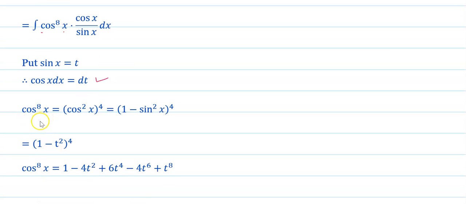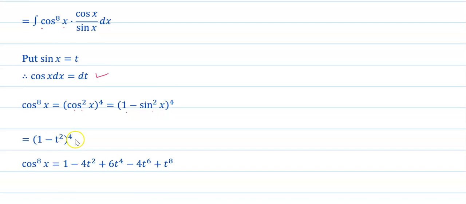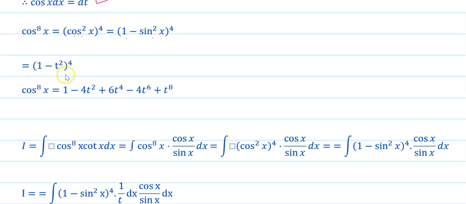Cos of x raised to 8 is equal to (cos square x) raised to 4. But what about the cos square x? It is (1 minus sin square x) raised to 4. Okay. But what is the sin square? Sin x is t and therefore it is (1 minus t square) raised to 4. Now expand this. Okay. That's expansion.